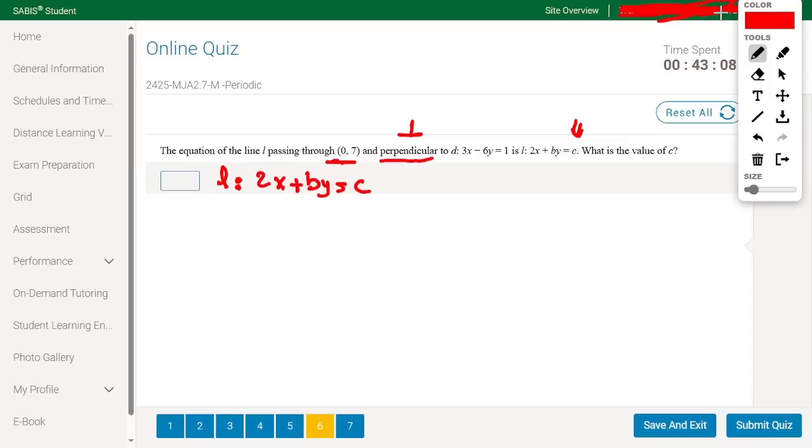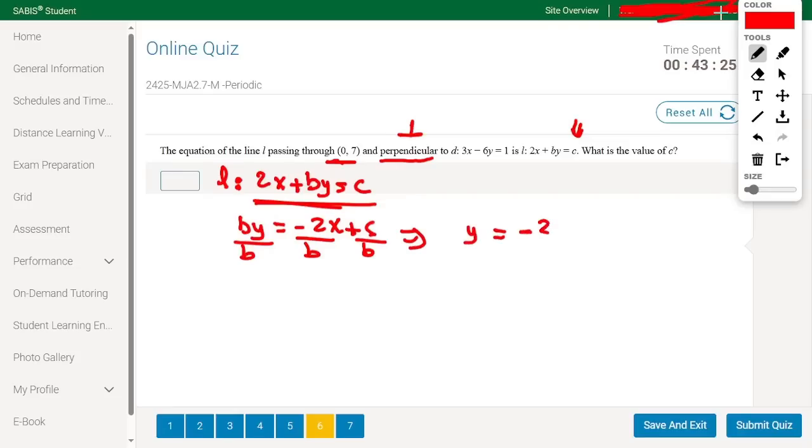So let's arrange it in the slope form. We have by equal to minus 2x plus c, divide by b, divide by b, divide by b. So we'll get that y equals minus 2 over b x plus c over b. Why did we do this? To get the slope of the line L. Now we need to get the value of b and the value of c. So here, this is the slope of the line L.